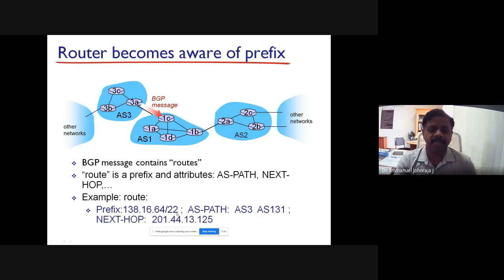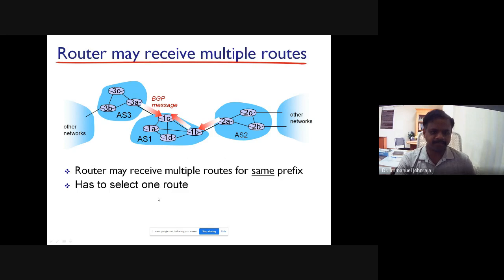The prefix, and the AS path is one of the attributes: AS3, AS131. The next hop is the immediate IP address, that is the default gateway IP, or the next hop IP. So this is an example of a route, and hence the router is aware of the prefix. All right, so yeah, this is an example.